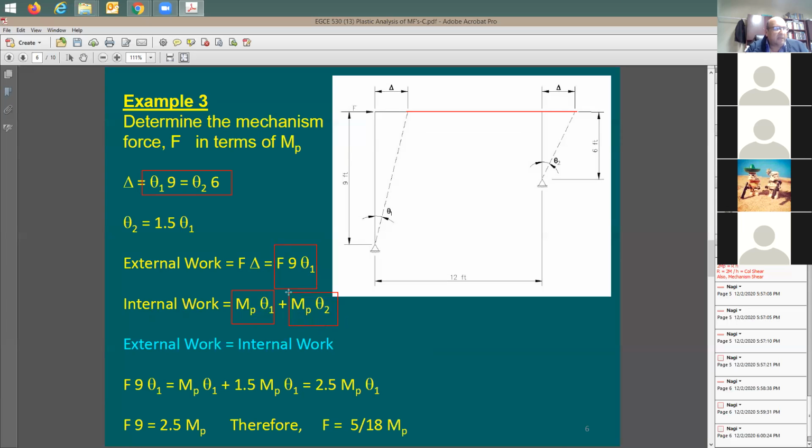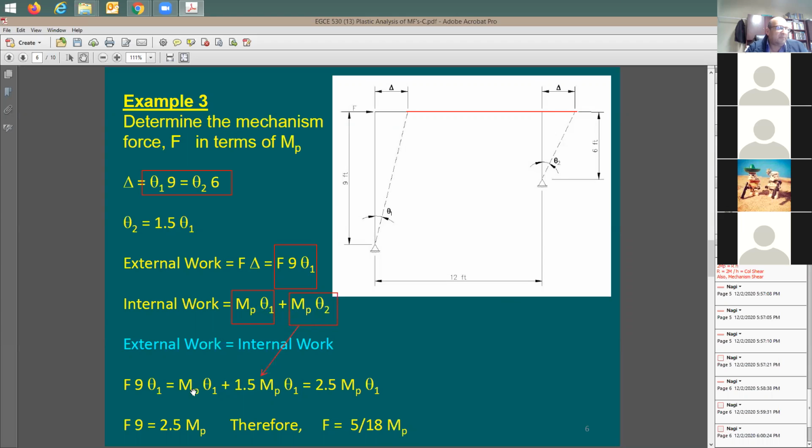In the second column, the energy is going to be equal to MP times theta 2. Do I have a ratio between theta 1 and theta 2? Because previously I said I don't want to see theta 2 in our analysis. We're going to say, you know what? Theta 1 equals 1.5 theta 2. Look what happened. Here's 1.5 theta 1 multiplied by MP, and this is theta 2.